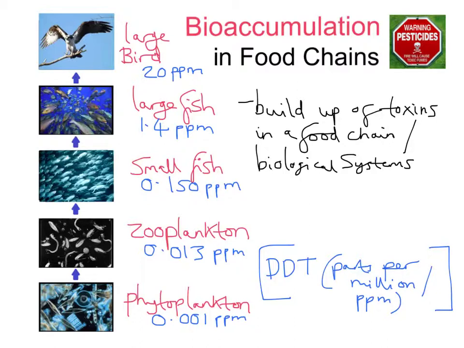DDT, as of now, and the use of this pesticide has been banned largely, but it's a good example to use when we're looking at this phenomenon of bioaccumulation in food chains.